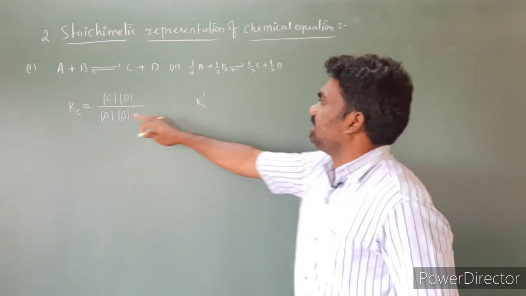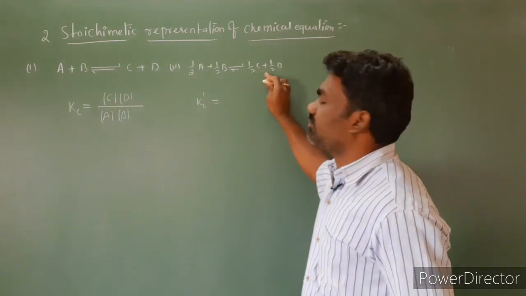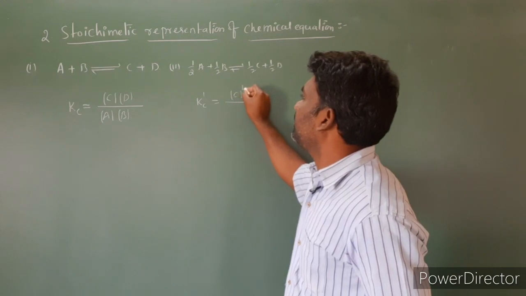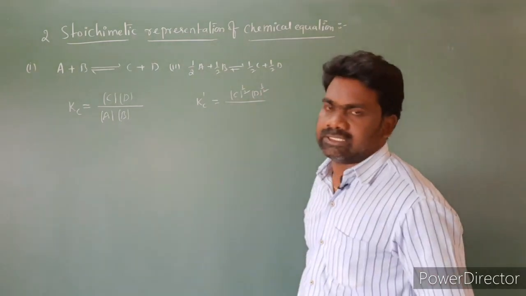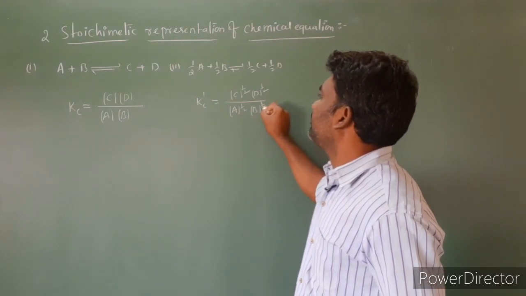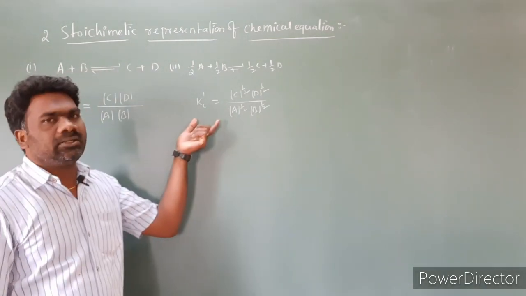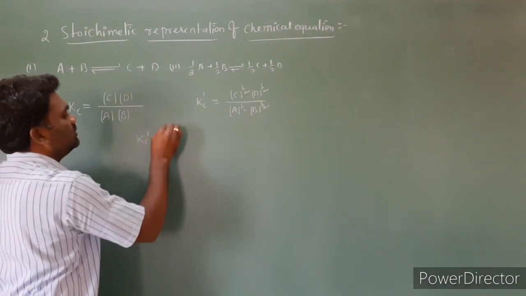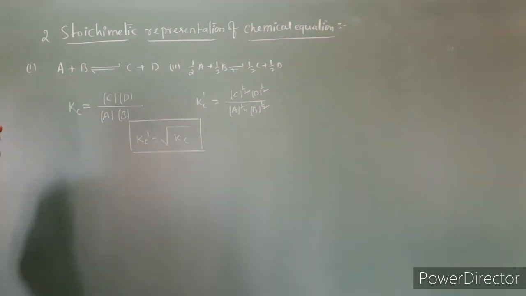So Kc is equal to the product of concentrations of products divided by the product of concentrations of reactants. Here Kc dash is again the same: the product of concentrations of products divided by the product of concentrations of reactants. So C concentration power 1 by 2, D concentration power 1 by 2, over A concentration power 1 by 2 and B concentration power 1 by 2, isn't it? Now our aim is to find a relationship between Kc and Kc dash. So Kc dash is equal to square root of Kc. This is the relationship between Kc and Kc dash. This is the first case.